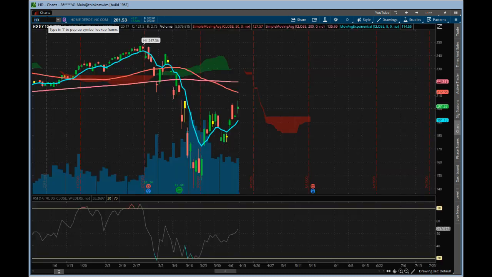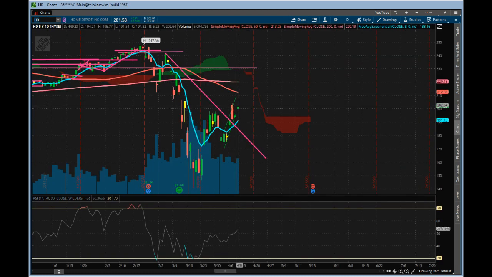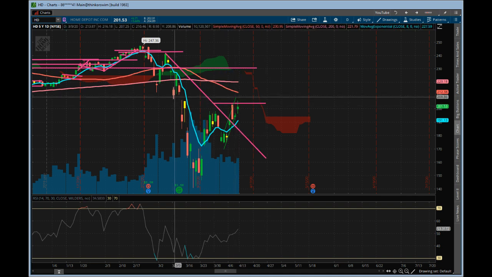Home Depot, starting to get some strength here. Big doji day, right? So let's see if we can close above those levels. You've got a little bit of a gap right there. See if it can work its way up.